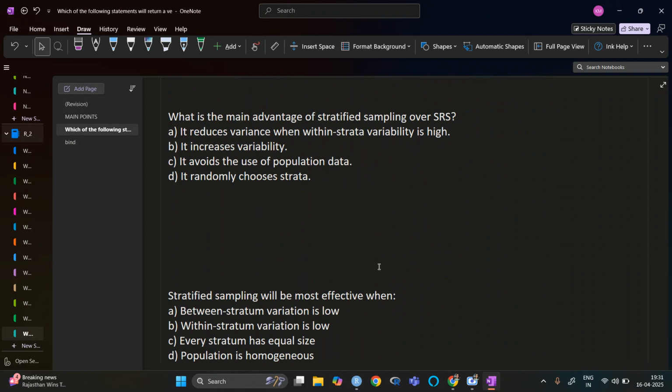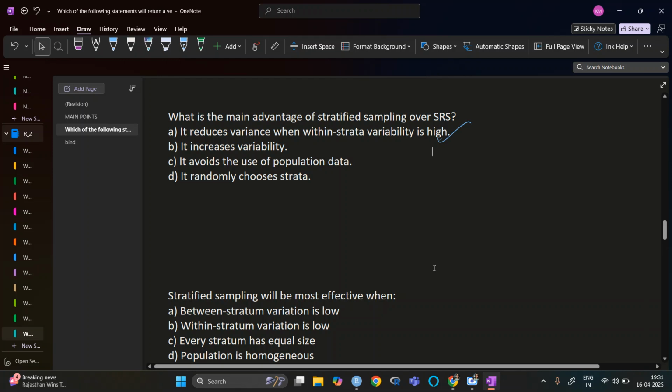No? Yes. So basically, we take the strata in such a way that within the strata, inside one strata, the variability is less, and then among the strata, the variability is high. Yes. Inter strata, the variability will be more.